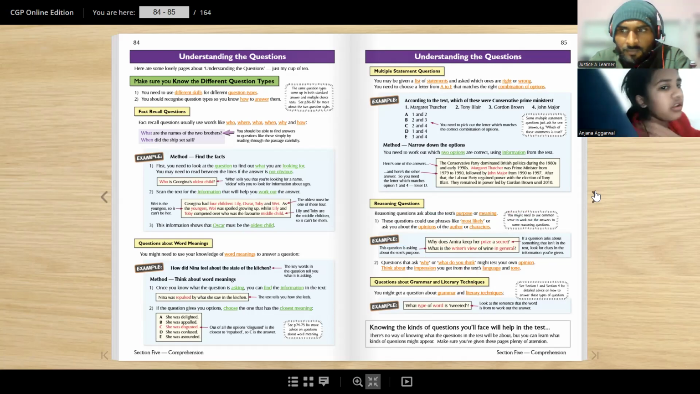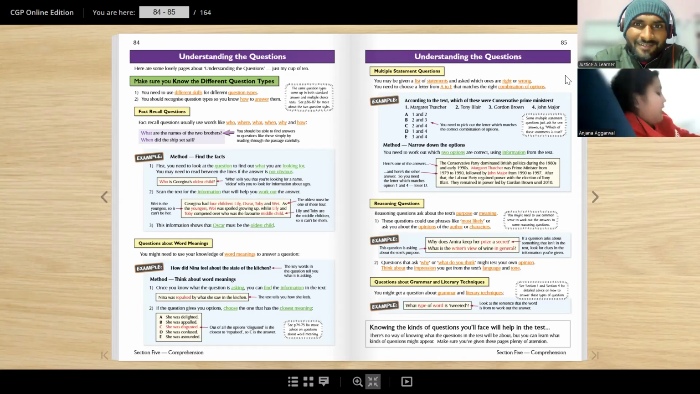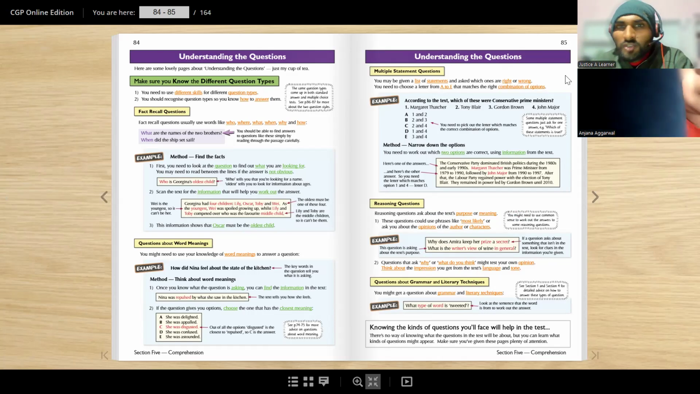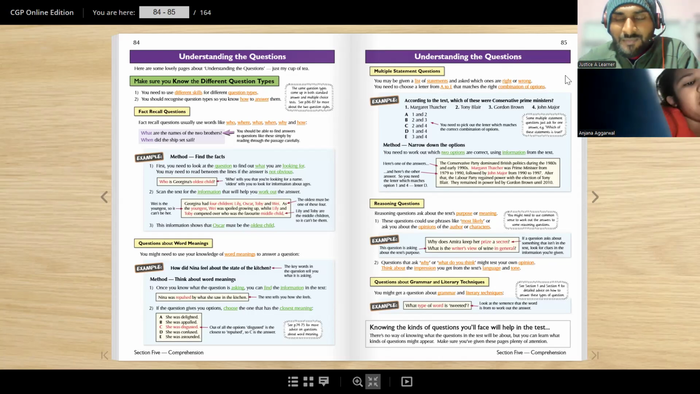How is that a cup of tea? Cup of tea is something in your hand. Cup of tea is a kind of phrase. Like when I say it's not your cup of tea, it means something you can't do. And when you say just my cup of tea, it means you can do something. Here are some lovely pages about understanding the question. Just my cup of tea. It is a kind of phrase that I can do and we can understand.